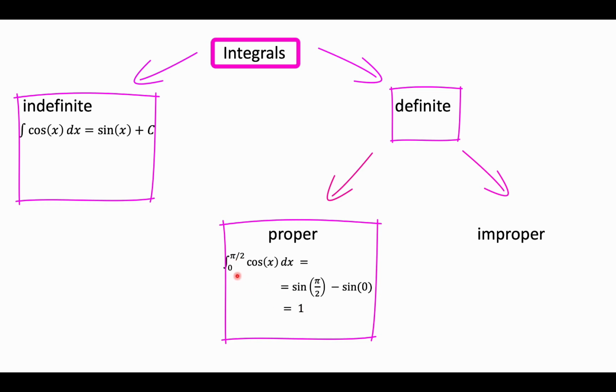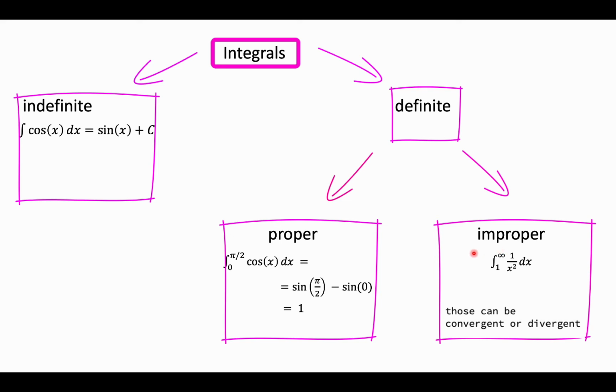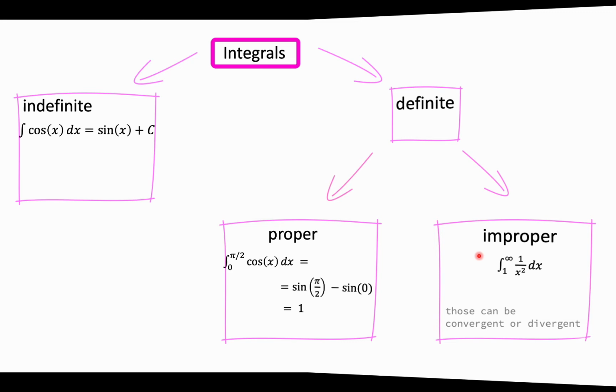When one of those two limits of integration, or possibly both, are infinite, like in this example, where we have a definite integral from 1 to infinity, the upper limit of integration is improper, so this integral would be classified as a definite improper integral. Here we'll discuss a couple of examples of improper definite integrals.